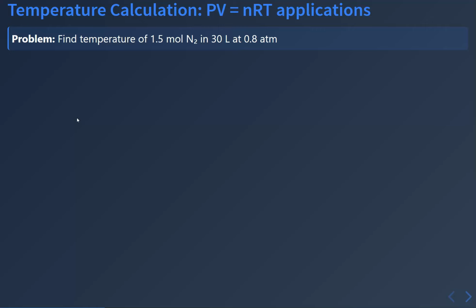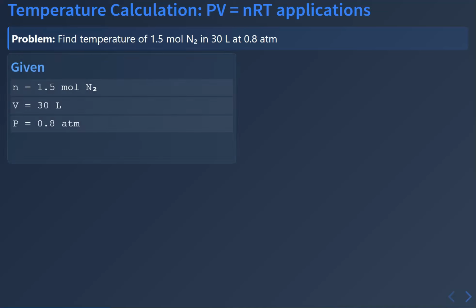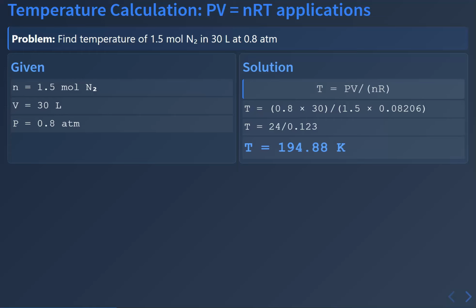Next is temperature calculation, PV is equal to nRT application. So here is the problem statement: find temperature of 1.5 mole N2 in 30 liter at 0.8 atm. Now n is given, 1.5 mole nitrogen, V is given 30 liter, P is given 0.8 atm. Now from PV is equal to nRT, if we rearrange, T is equal to PV by nR. So here we plug P is 0.8, then V is 30 liter, and then n is 1.5 mole, and R value is 0.08206. Now if we do the calculation, we'll get T is equal to 194.88 Kelvin.